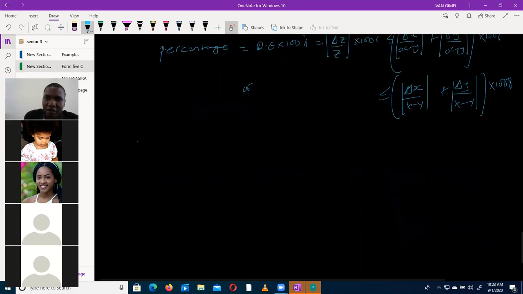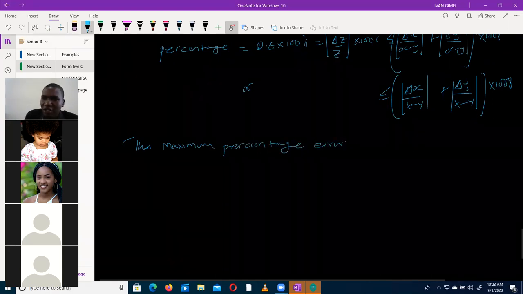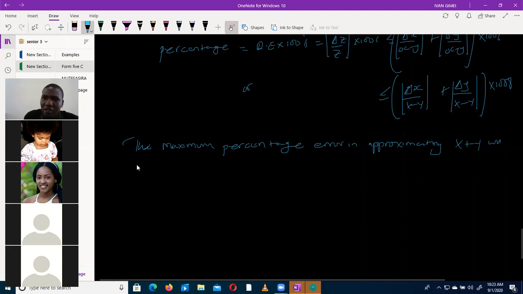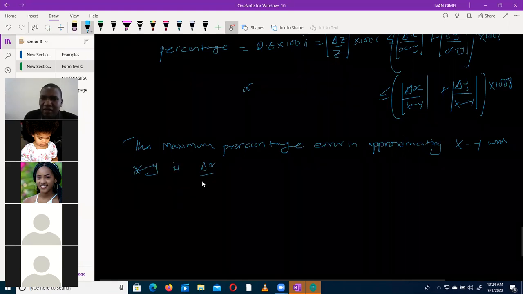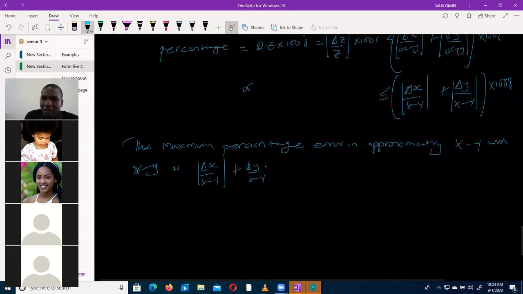Any questions from this before we proceed? So we can say the maximum percentage error in approximating X minus Y, not plus, we're dealing with minus, where these are exact values and these are approximate values, is ln X out of modulus X minus Y plus ln Y out of modulus X minus Y, times 100%.